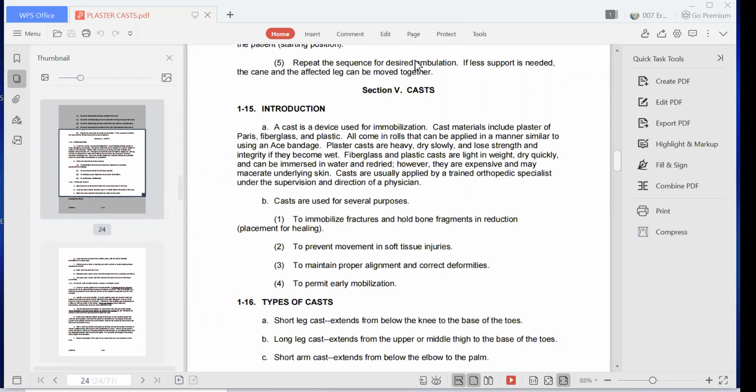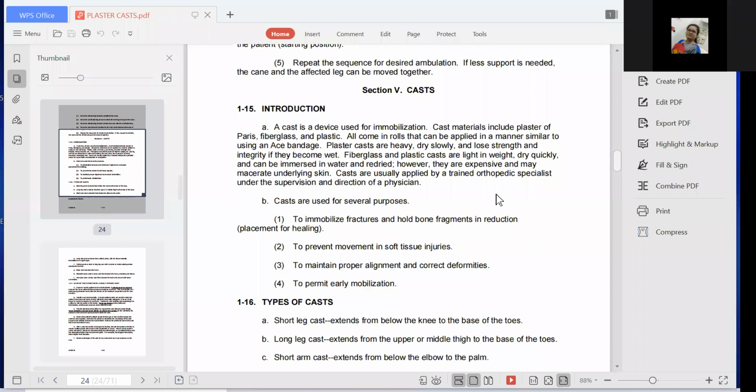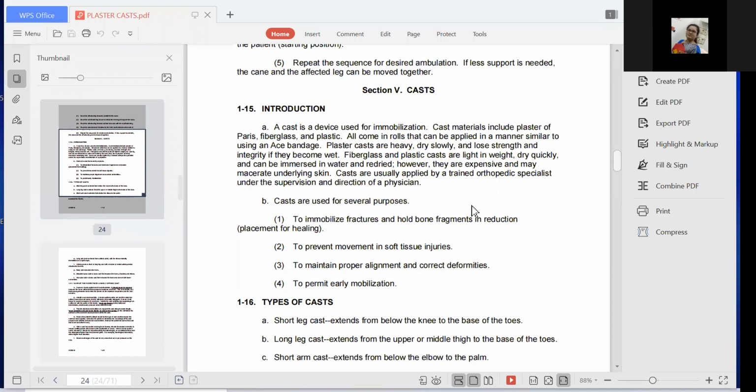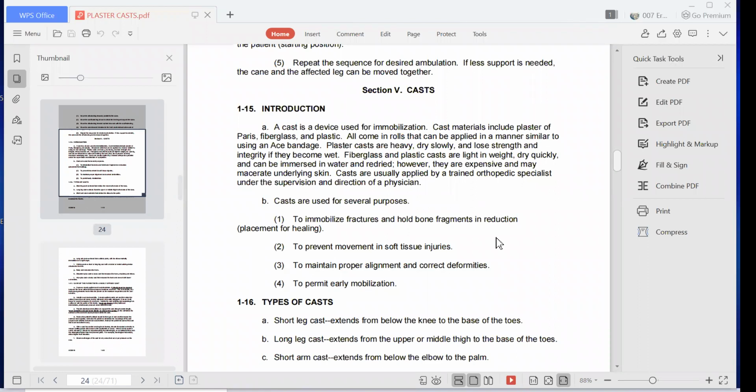First is to immobilize the part, remember, to help in reduction and healing of the bone fragments which have been fragmented, or displaced from the original position due to the fracture. Then it can heal the soft tissue injuries, as well as maintain the alignment and correct the deformities, and then it will permit early mobilization of the patient if the plaster cast has been applied in the proper period of time.